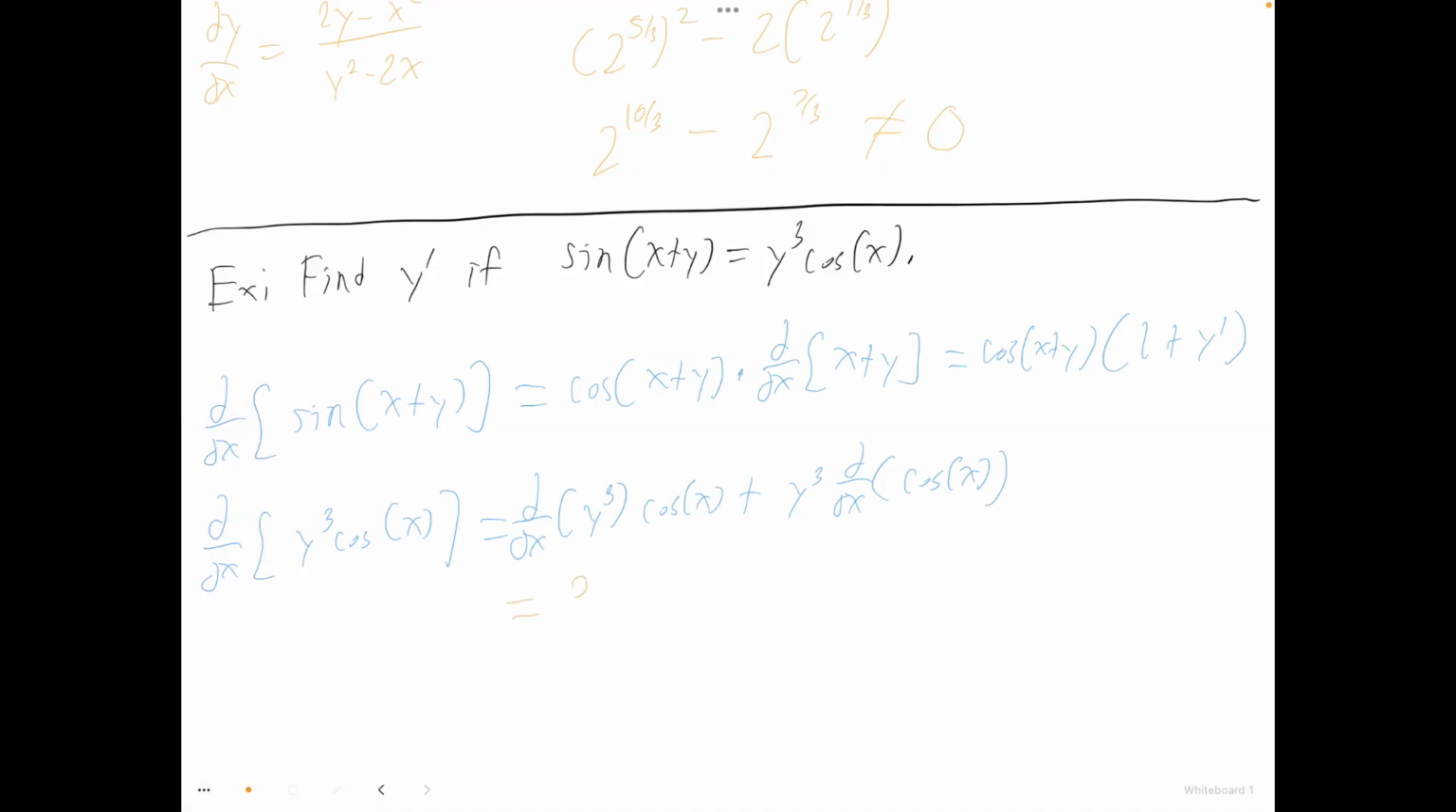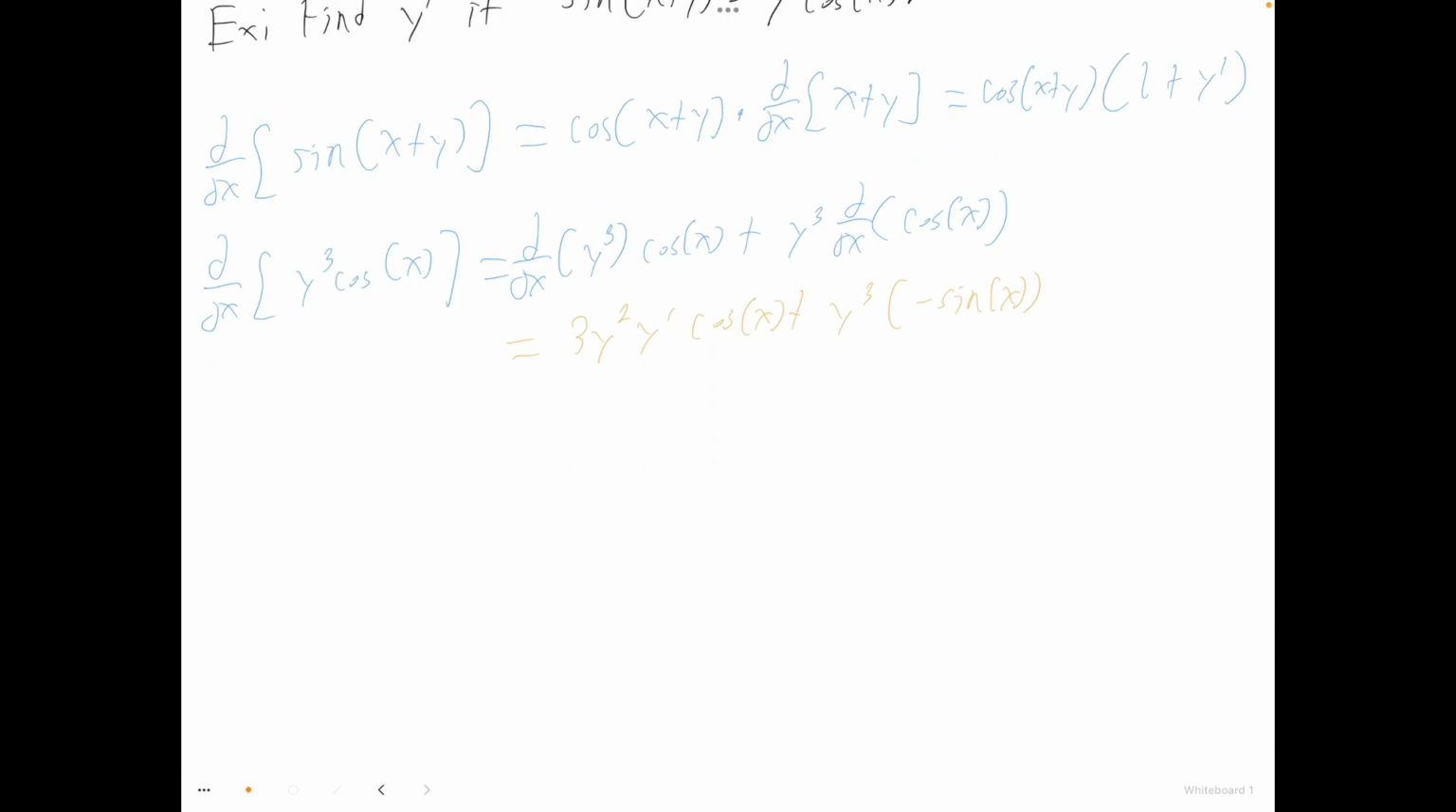The derivative of y cubed is 3y squared y prime times cosine of x, plus y cubed times the derivative of cosine, which is negative sine. And so we set these equal to each other, the two sides equal. So we get cosine of (x plus y) times (1 plus y prime) must equal 3y squared y prime cosine of x minus y cubed sine of x. And so we want to solve for y prime.